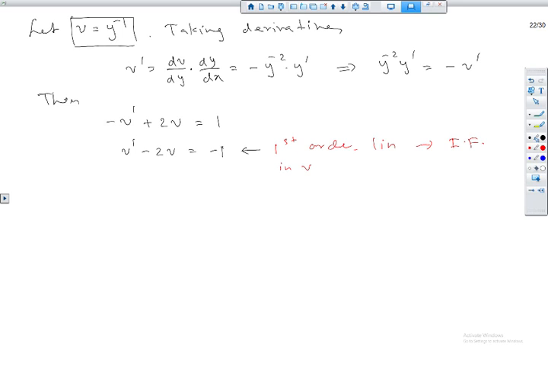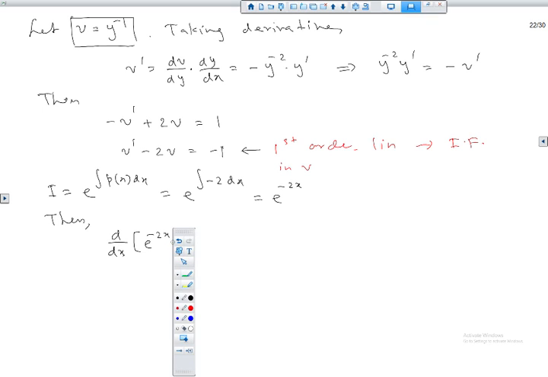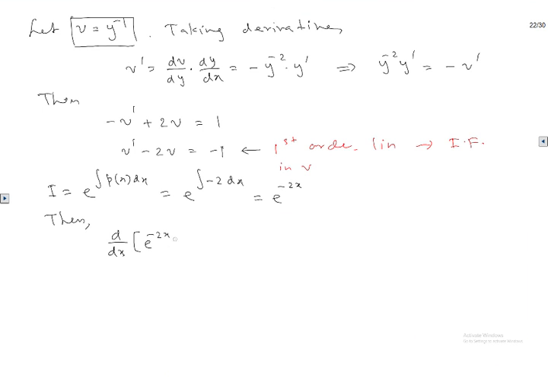So let's finish the rest of the work. So the integrating factor is e to the integral of p(x) dx. So e to the integral of negative 2 dx, so e to the negative 2x. And then what's going to happen? This is d by dx of e to the negative 2x, that's the integrating factor, times v, equal, so we have negative e to the negative 2x.